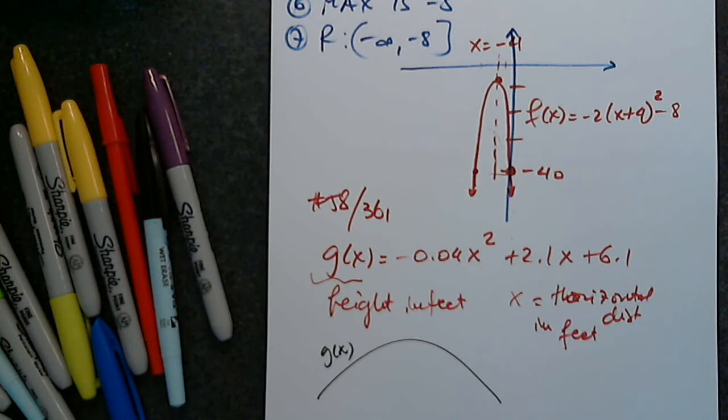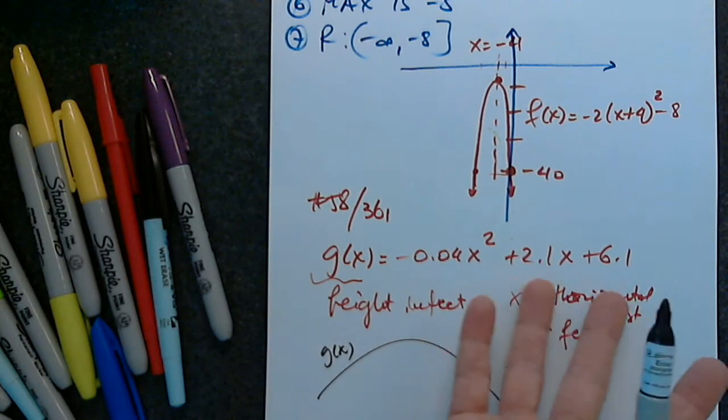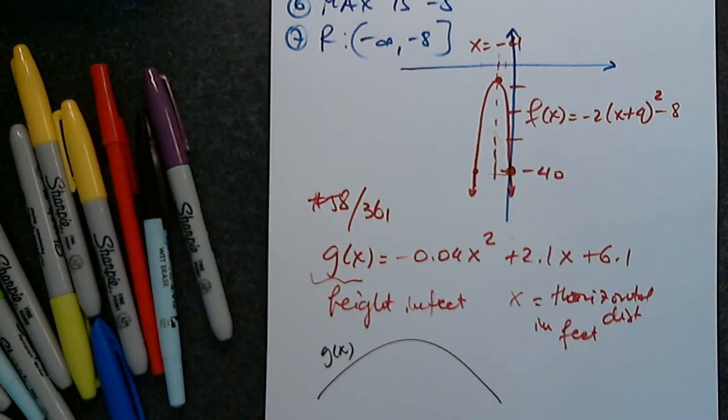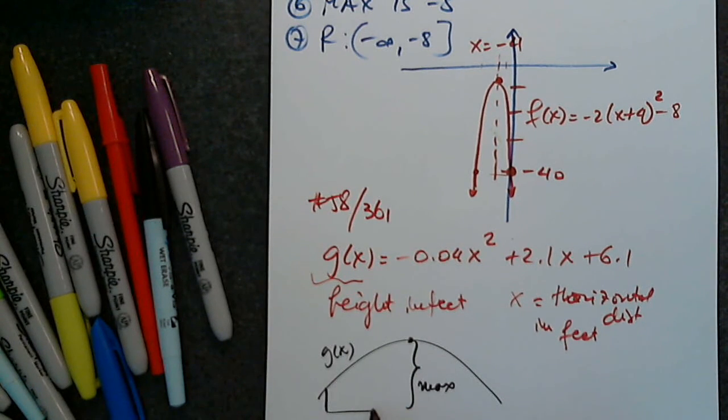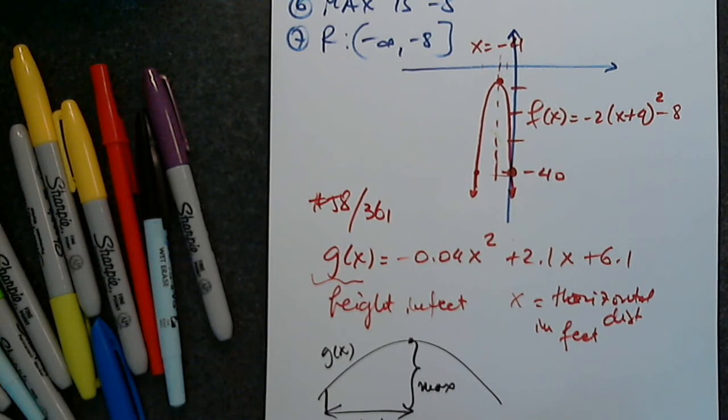Part A. What is the maximum height to the nearest tenth of a foot of a particular shot that follows this model? And how far from its point of release does this occur? So we're asked to find how much is the maximum. This is, let's say, the point of release. And how much is this distance?